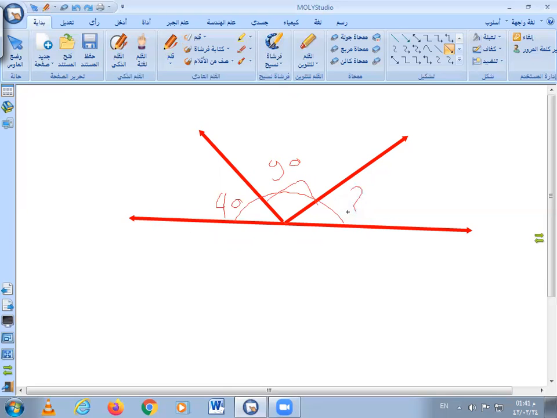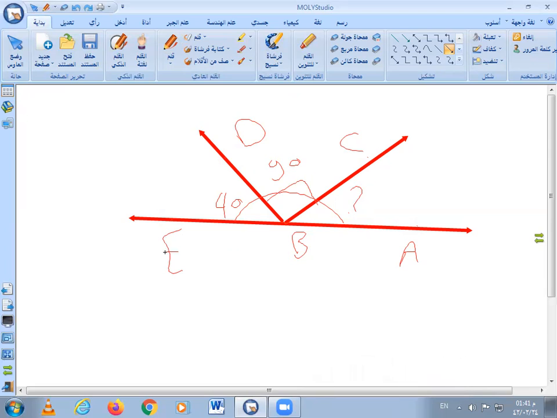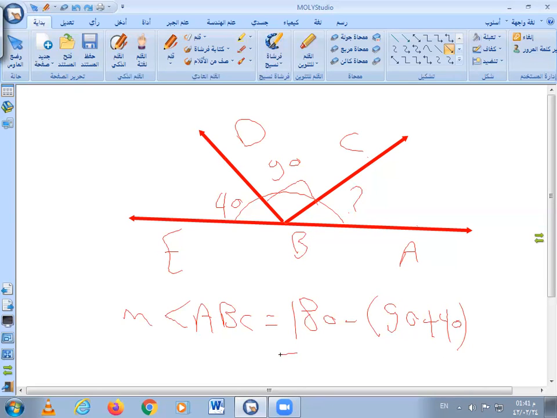we want to find the measure of this angle. A, B, C, D, E. Again, the sum of measure of the angles on a straight line equal 180 degrees. All these angles, its measure 180 degrees. Then measure of angle ABC equal 180 minus, between brackets, 90 plus 40, equal 180 minus 130 equal 50 degrees.